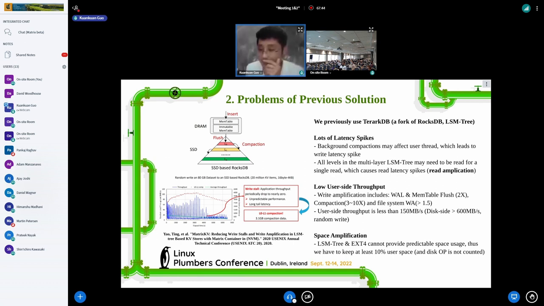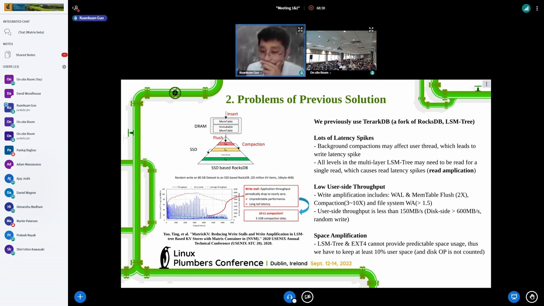The second part is the existing solution. Why do we want to replace it? Previously we used TerarkDB, which is a fork of RocksDB, and it uses an LSM tree as its core data structure. In case any of you don't know RocksDB, I have two figures on the left, copied from a paper from ATC. An LSM tree has multiple levels and periodically compacts higher level files to lower levels. So it will trigger a lot of write amplification.